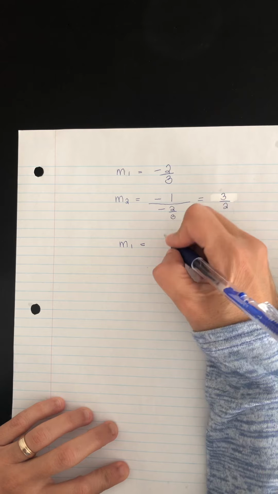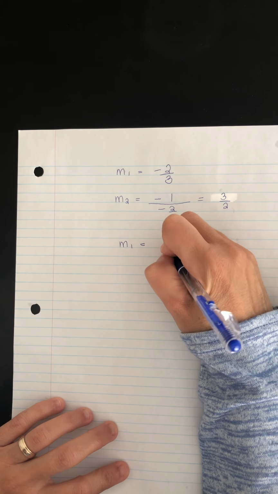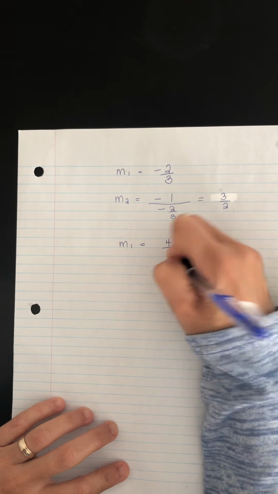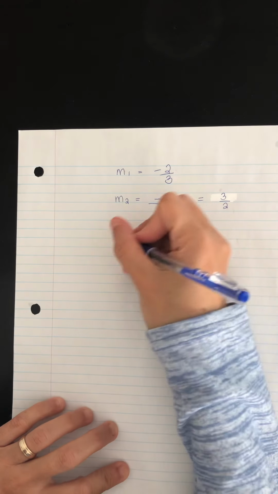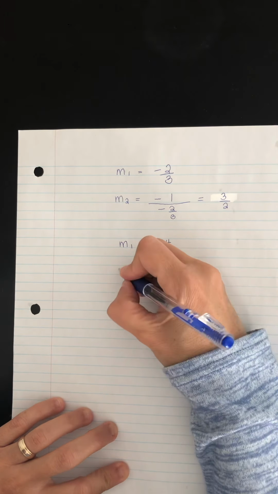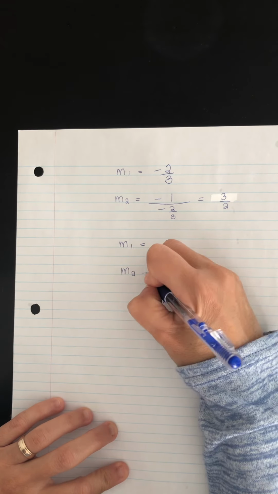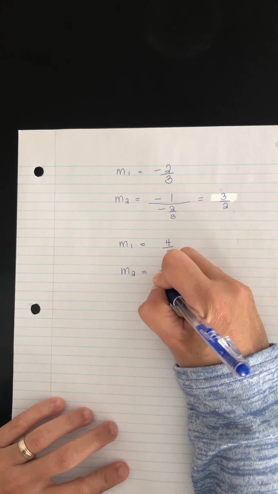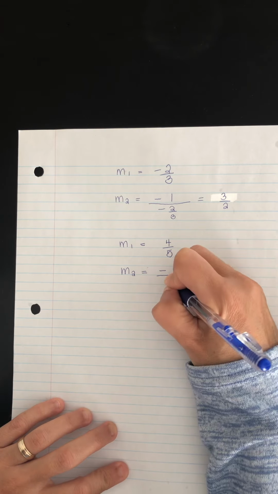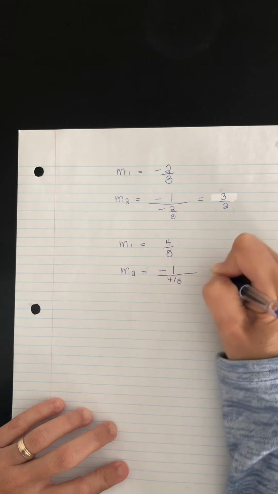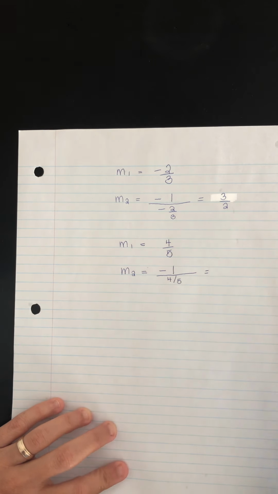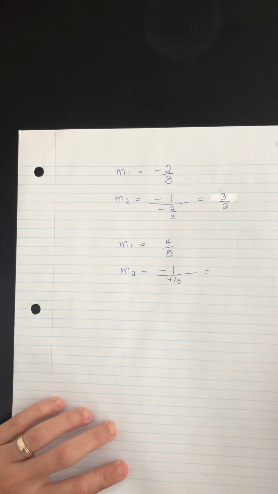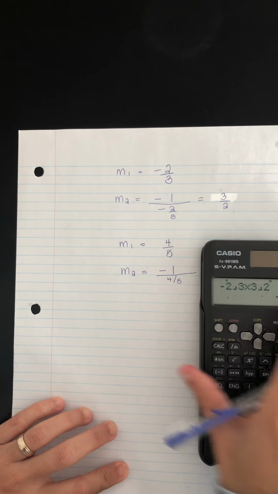Let's say your fraction is 4/5. Okay, so that's the slope of line 1. If line 2 is perpendicular to it, its slope is -1/(4/5), right? -1 divided by 4/5 is the same as -1 times 5/4. Okay, but you can do it with your calculator as well.